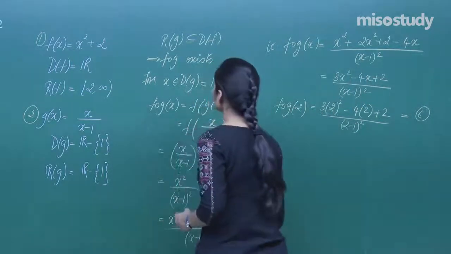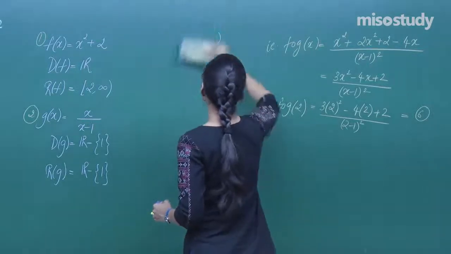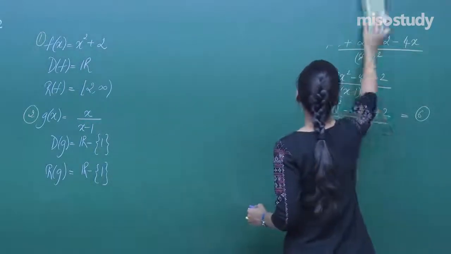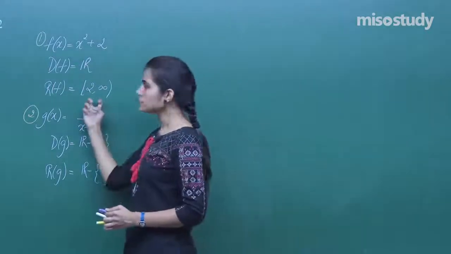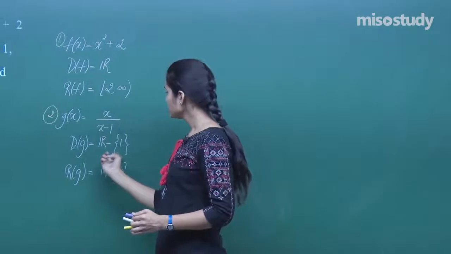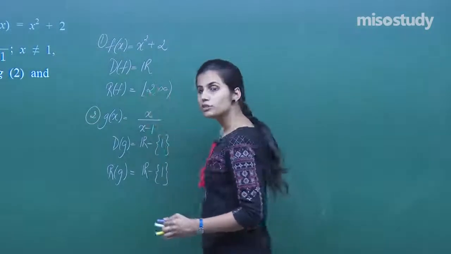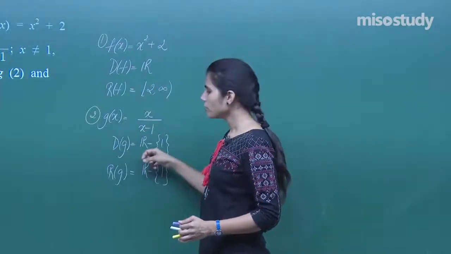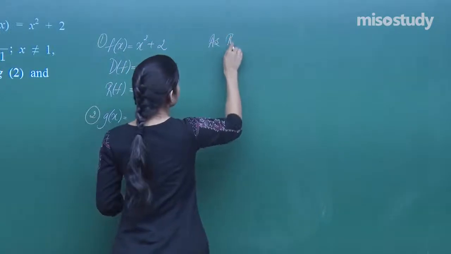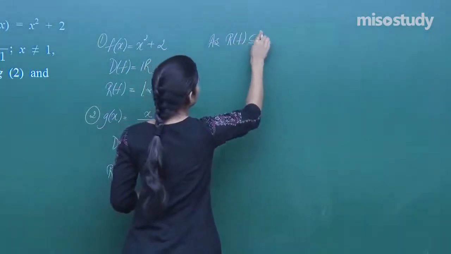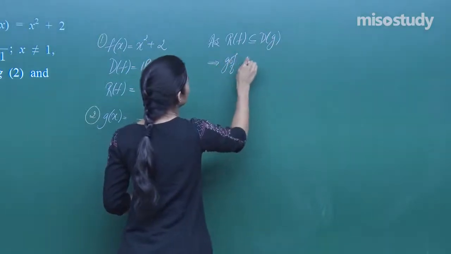Similarly, you can compute gof. Now range of g is contained in domain of f. Now I need to show range of f is contained in domain of g. Range of f is this, domain of g is this. Clearly inside this only 1 is not there, and I need all real numbers from 2 onward. So clearly all the real numbers from 2 onward lie inside this set. So as range of f is contained in domain of g, this implies gof is defined.